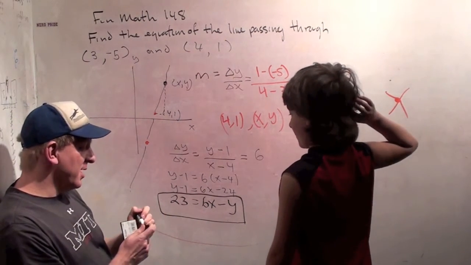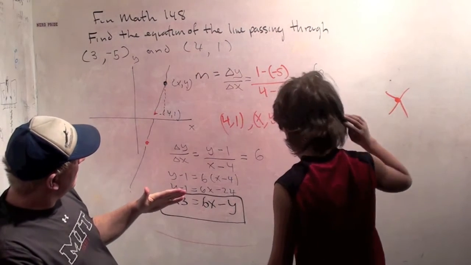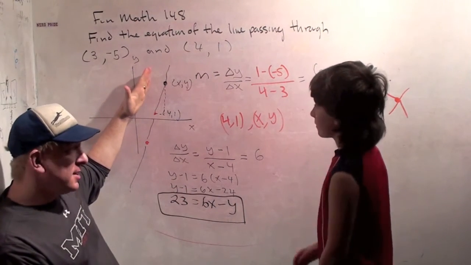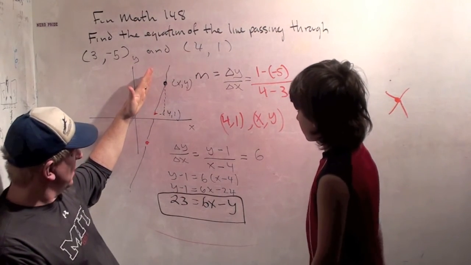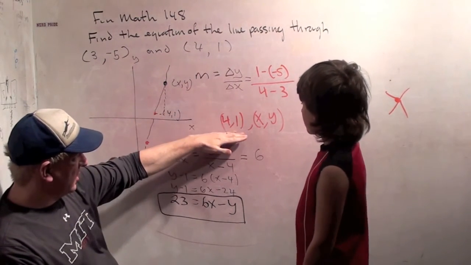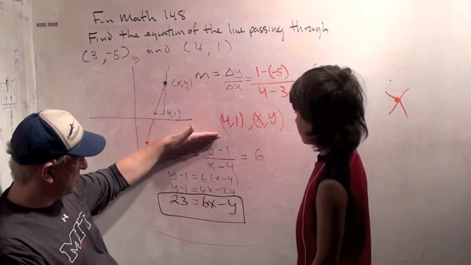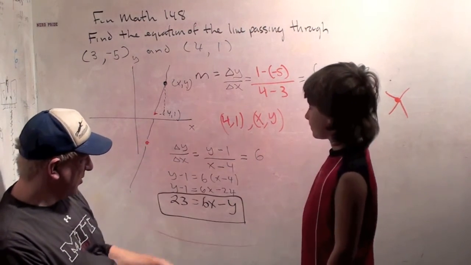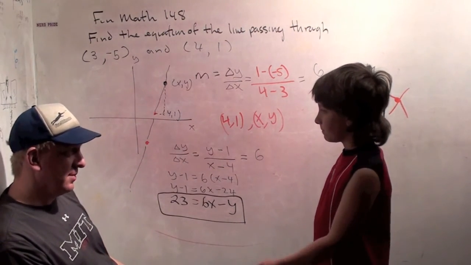Anyway, good job. So how do we want to find an equation of a line? First, it's always a good idea to draw a picture, because that helps us understand what's going on. Then we have the slope, and we just need another point. So we do our change in y over change in x equals the slope, and then just do a little algebra.